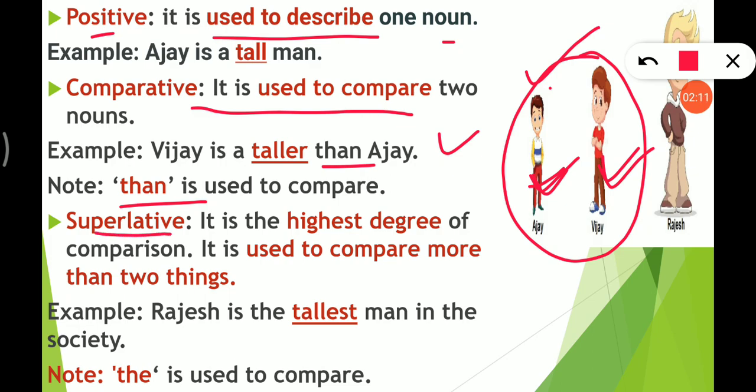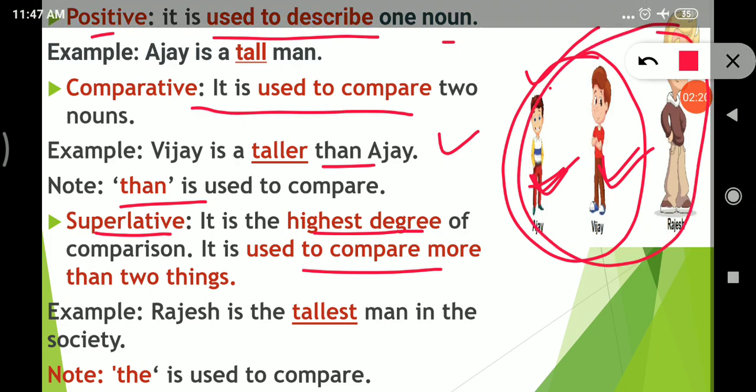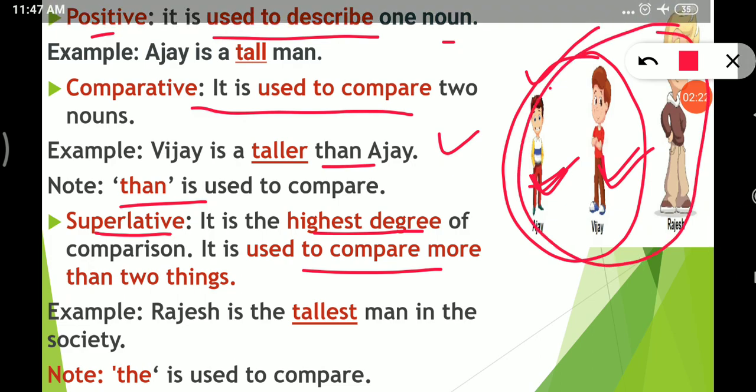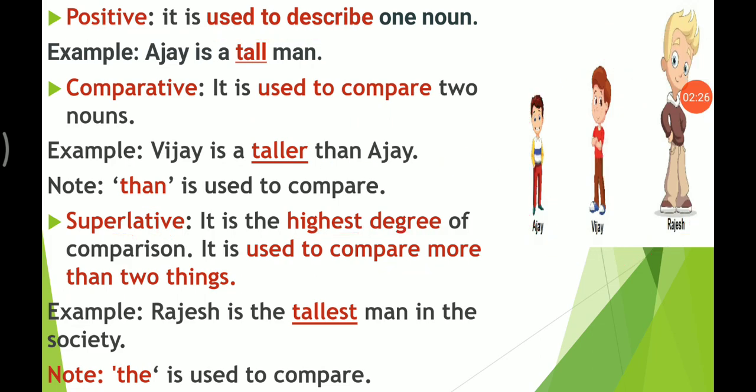Then after that, superlative. Now what is superlative? It is the highest degree and it is used to compare more than two nouns or things. For example, here in this picture you can see Rajesh is the tallest, taller than the other three, and Ajay is the smallest among these four. "The" is used when we make a superlative comparison.